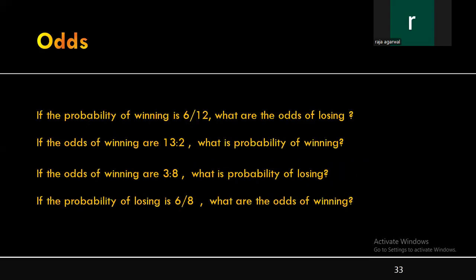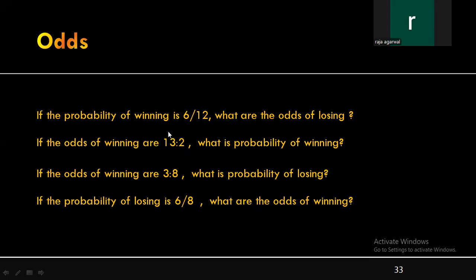Okay, I will give you a simple exercise. Can someone tell me the answer for this? Let's say the probability of winning is 6 over 12. What are the odds of losing? Here they have given the probability of winning, and they want the answer in terms of the odds of losing. What is 12 here, first of all? The total possible outcomes. Out of the total possible outcomes, the probability of winning is 6. That means the remaining 6 is the probability of losing.